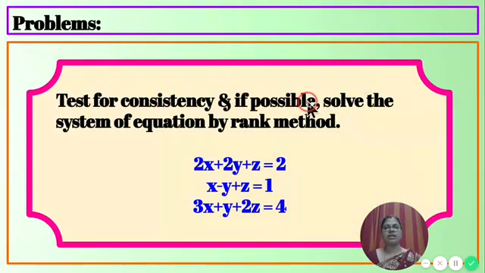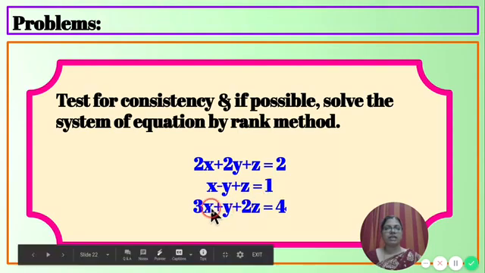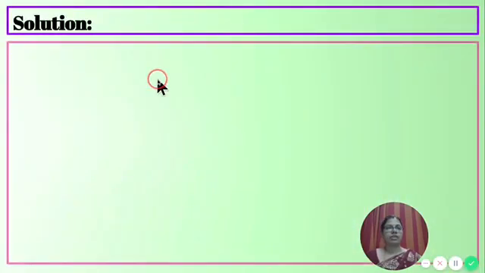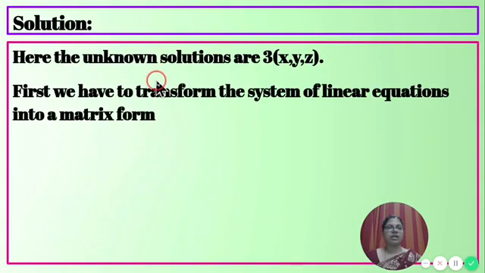Test the consistency and if possible, solve the system of equations by rank method. 2x plus 2y plus z is equal to 2. X minus y plus z is equal to 1. 3x plus y plus 2z is equal to 4. There are three unknowns.